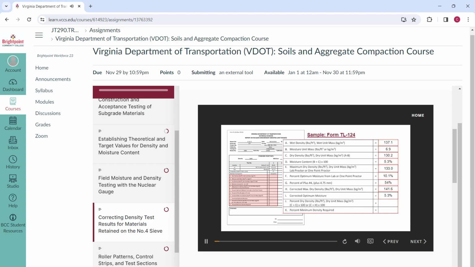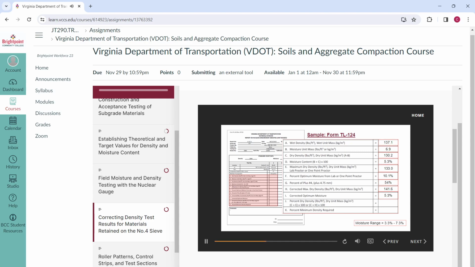Lastly, let's look also at our moisture range now that we've corrected our optimum moisture. The moisture range for this, because we are dealing with aggregate, is going to be plus or minus 2% of our corrected optimum moisture. This means that our optimum moisture range would be 3.3 to 7.3%.